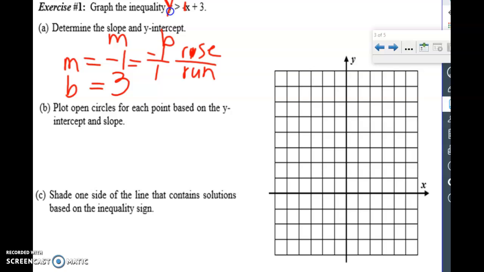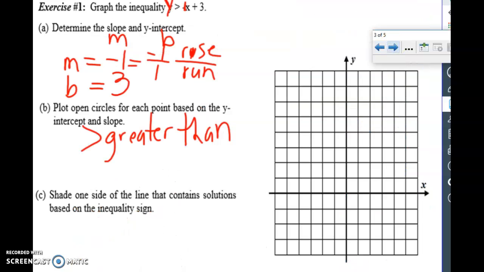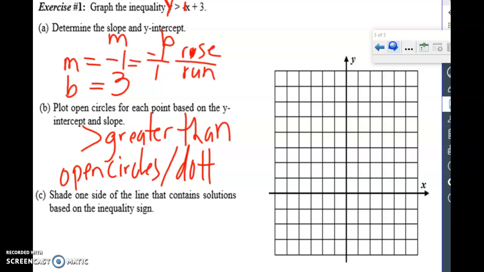So I'm going to graph this line on the coordinate plane, but I got to remember a few things. Because this symbol is just a greater than, I'm going to go back to the little picture we had and see that it's over here, greater than. It's an open circle and it uses a dotted line. So from our visual, we're going to use open circles and dotted lines, and I'll explain why in just a second.